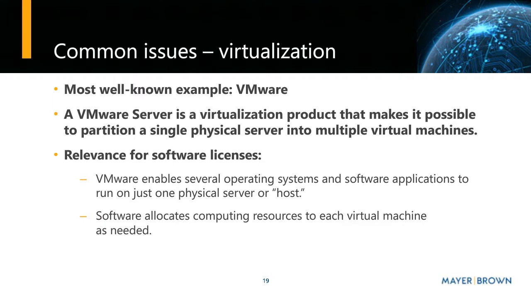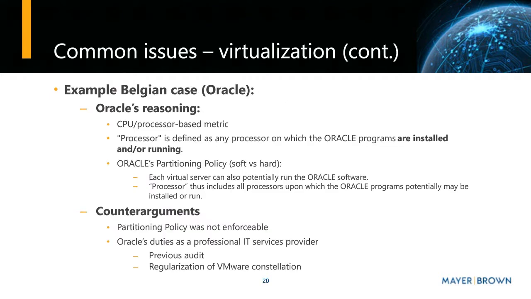And this is of particular importance because we had a case at that point in time against Oracle. And also there was a CPU-based metric. The client had invested in VMware because they relied on the guidelines of VMware saying that it's safe to be used with Oracle, but unfortunately Oracle acted upon that, saying that its partitioning policy explicitly mentioned that a processor must include all processors upon which Oracle programs potentially could be installed or could run.